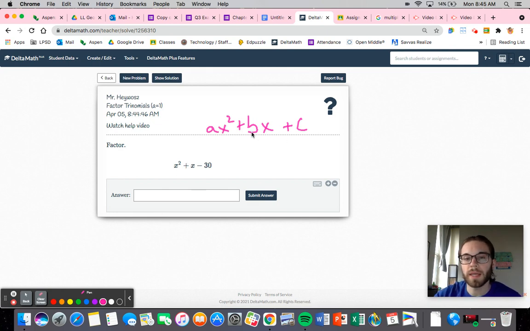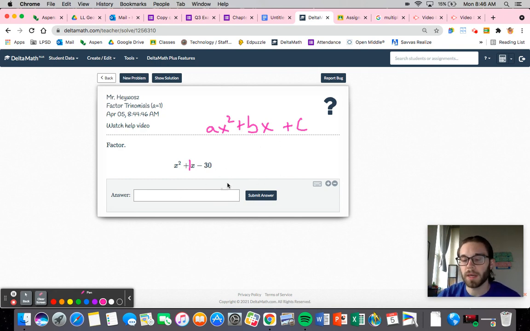The middle term has a coefficient of b. If there's nothing written, like here, it would be a coefficient of 1. And then c, remember it's plus c, so c would be negative 30 in this case. And c will be the number at the end with no variable, the constant.